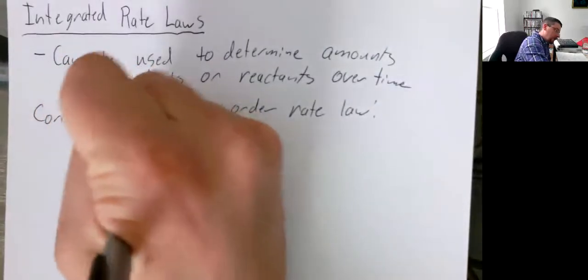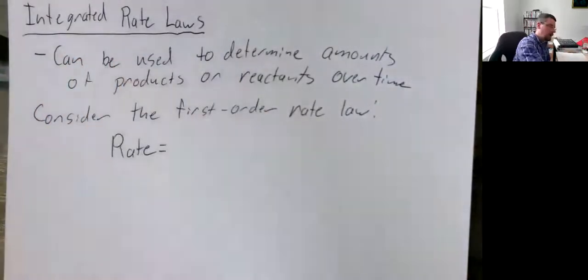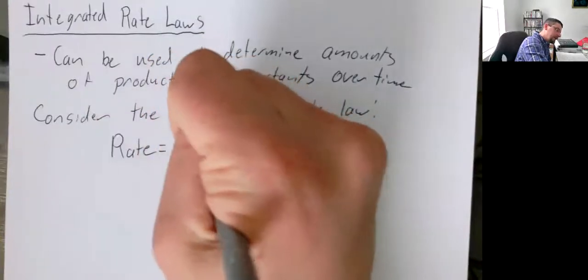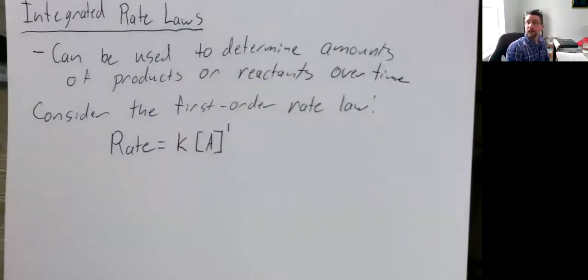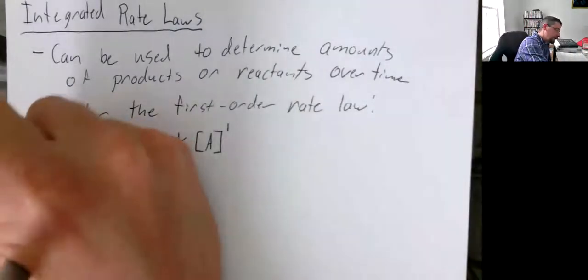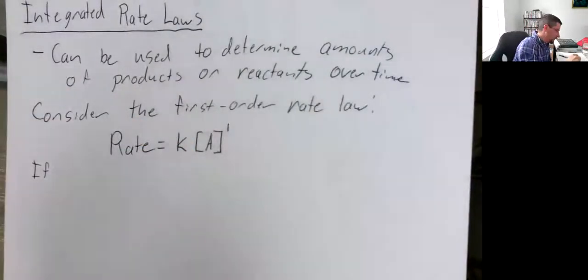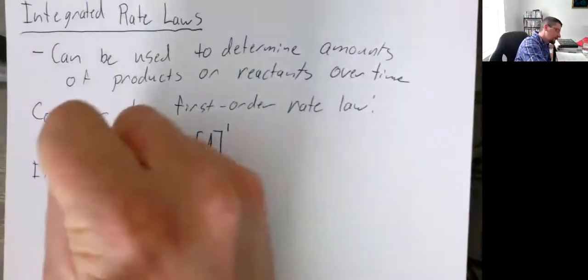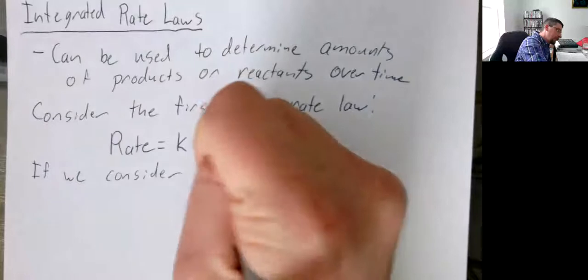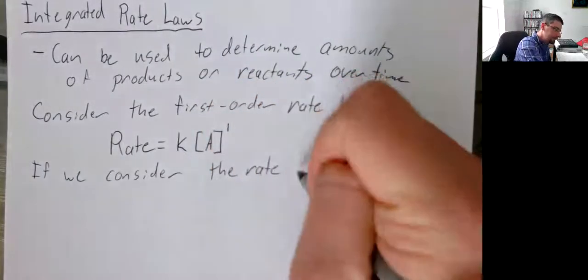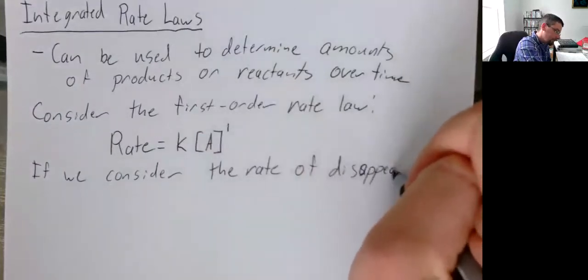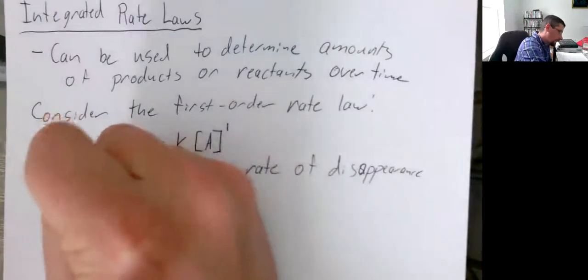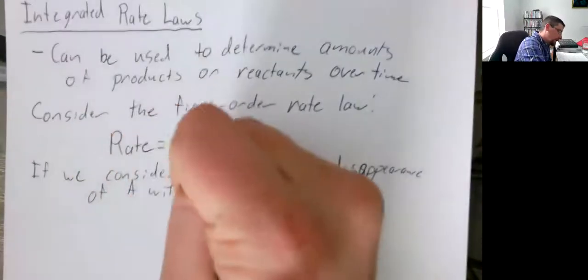So if we're talking an overall first order reaction, we have rate is equal to our rate constant times A, and since it's first order, it's to the power of 1. Now, let's say we consider the disappearance of A with respect to time. We could pick different portions to be our rate, but if we consider the rate of disappearance of A with respect to time.